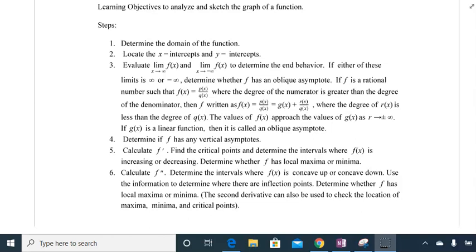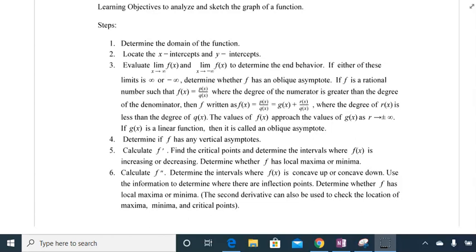In these cases, we will also be finding your horizontal asymptotes. 4, we want to determine if f has any vertical asymptotes. And then we want to calculate f prime of x as the first derivative. Find the critical points and determine the intervals where the function is increasing or decreasing. And determine whether f has a local maxima or minimum.